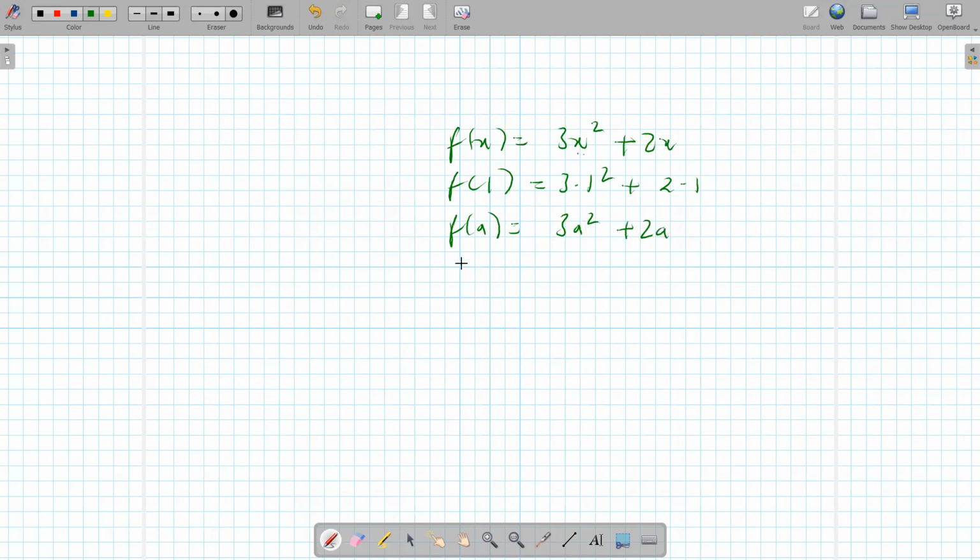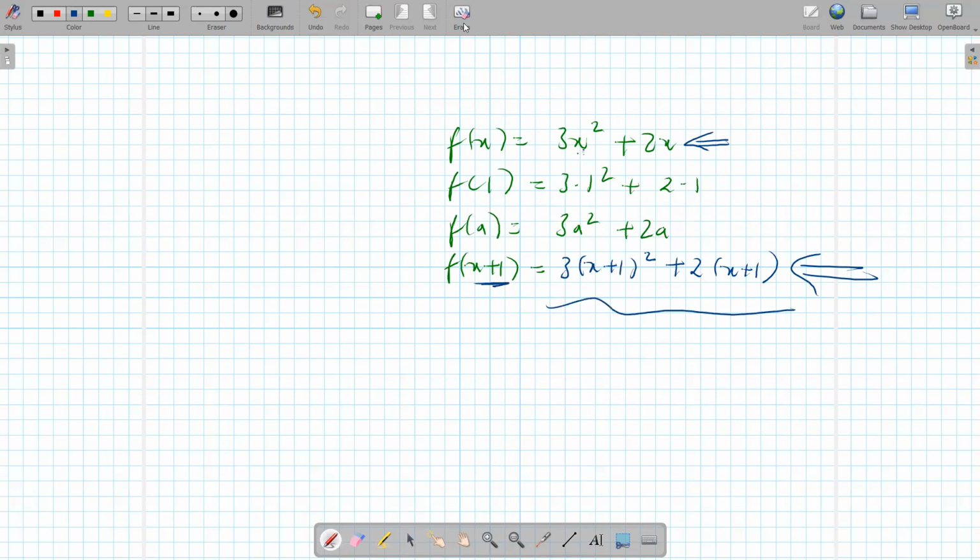But now, what about f of x plus 1? What would that be? You just replace x with x plus 1. Exactly, so 3 times (x plus 1) squared plus 2 times (x plus 1). So this thing right here is a composite function. You had the original function, and then we replace x with x plus 1 to get this, okay?